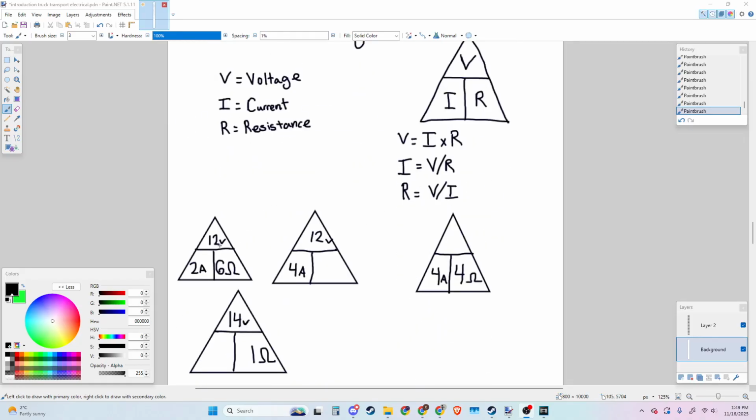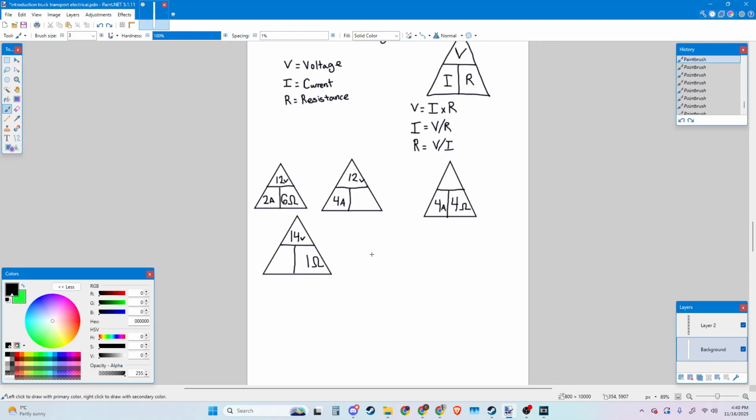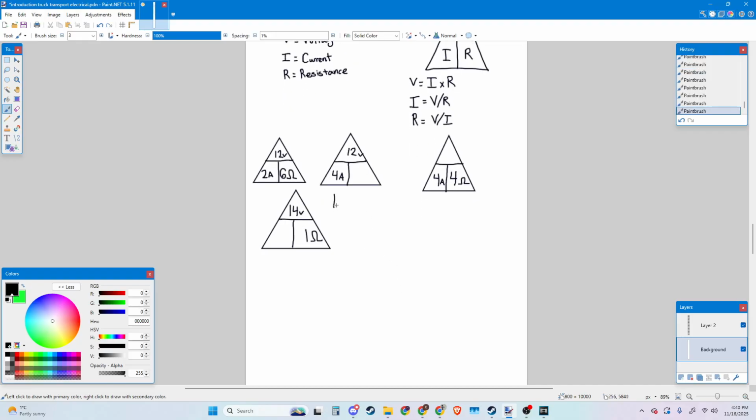Let's try a couple triangle calculations. As you can see here on the triangle, if we have 12 volts at 2 amps, we'll have 6 ohms of resistance. 2 times 6 is 12. 12 divided by 6 is 2. 12 divided by 2 is 6. Okay, so now that you've seen the relation of the triangle, let's do some of these calculations. We've got 12 volts at 4 amps. So we go 12 divided by 4 would give us 3 ohms.